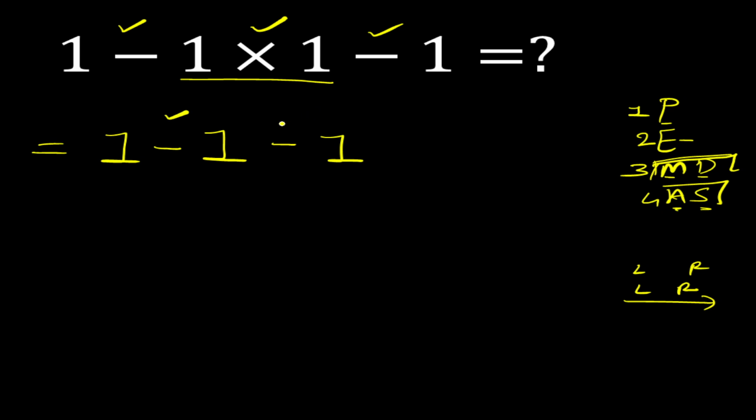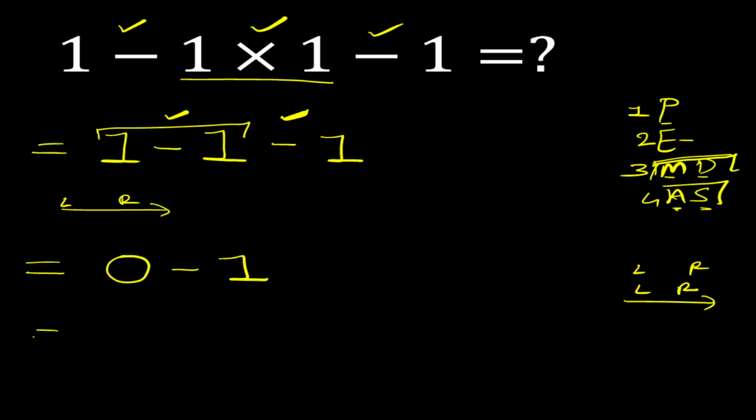Now here we have subtraction and here subtraction, and both have equal priority, so we have to solve it from left to right. So first we have to solve this subtraction, right? So 1 minus 1 is equal to 0 minus 1. Now 0 minus 1 is equal to minus 1. So the correct answer is minus 1, right?